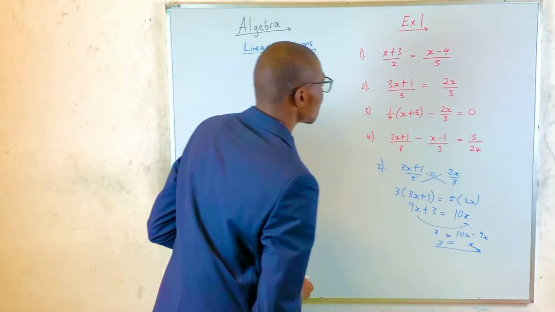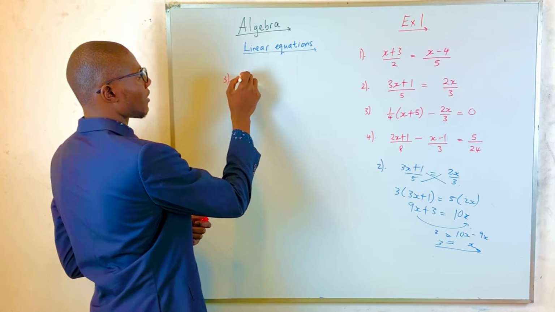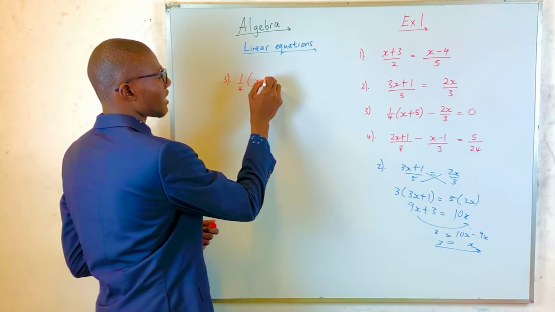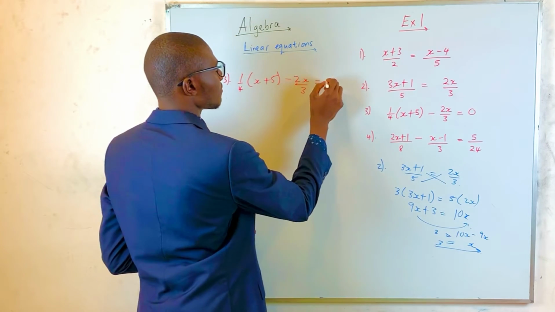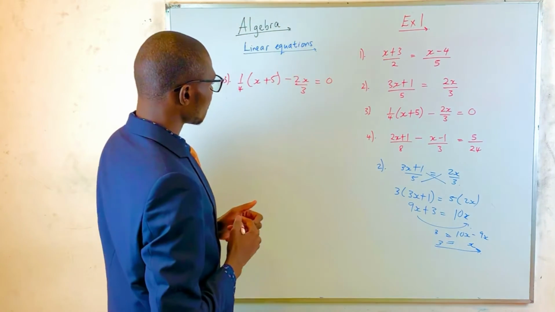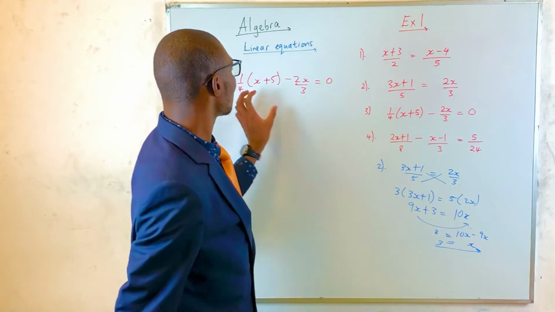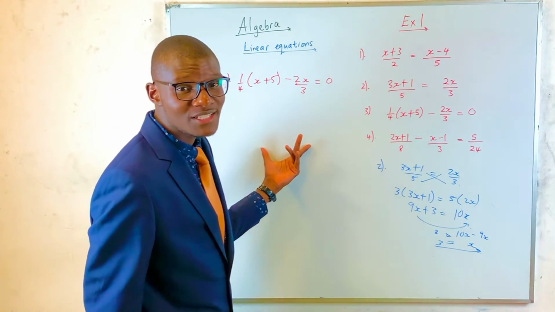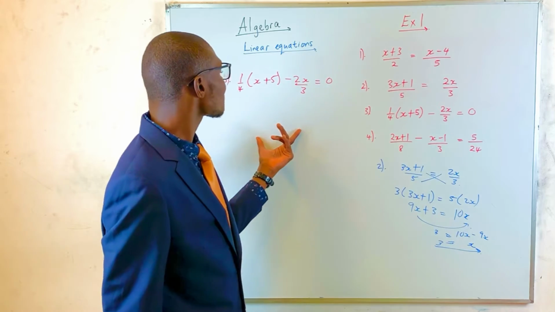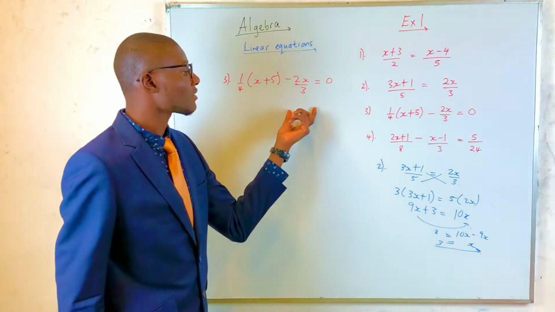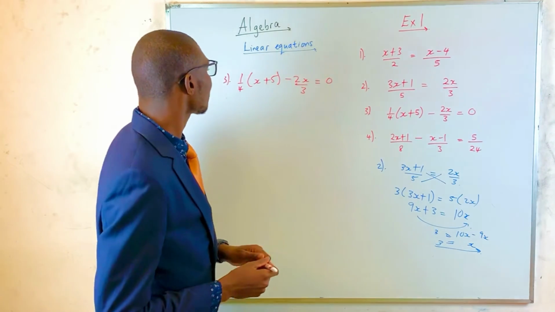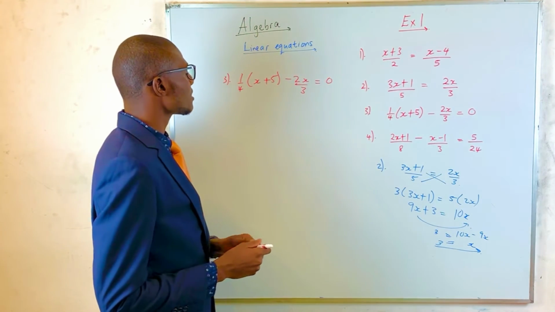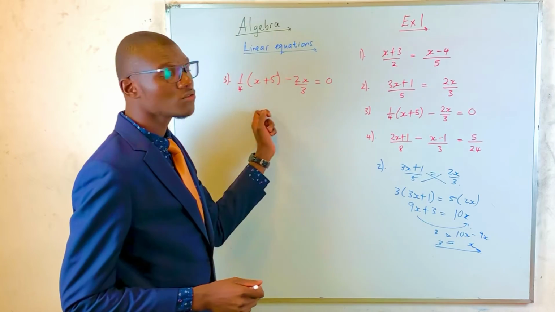Okay, so for number 3, we're told that 1/4 times (x + 5) minus 2x/3 is equal to 0. So what we could do here is make what we have on the left hand side one fraction. You see we've got this fraction and we've got this fraction. So we could put these under one denominator, such that we're saying that the common denominator is 12.